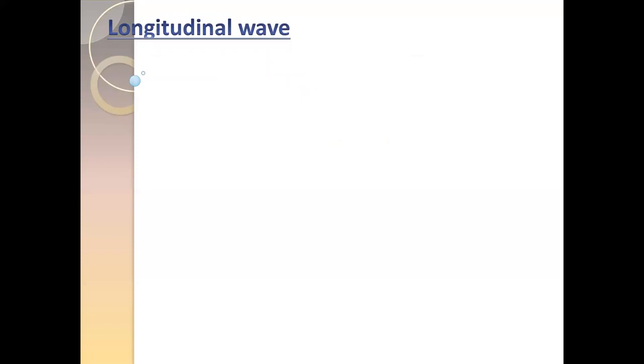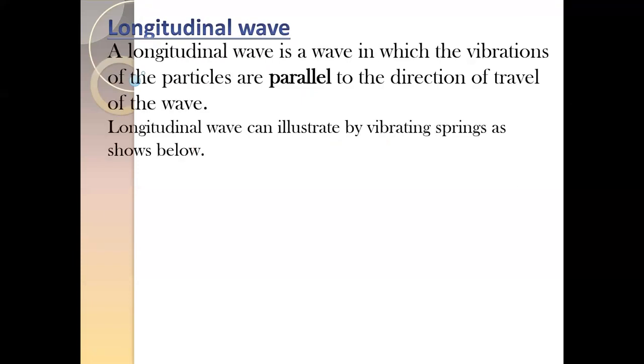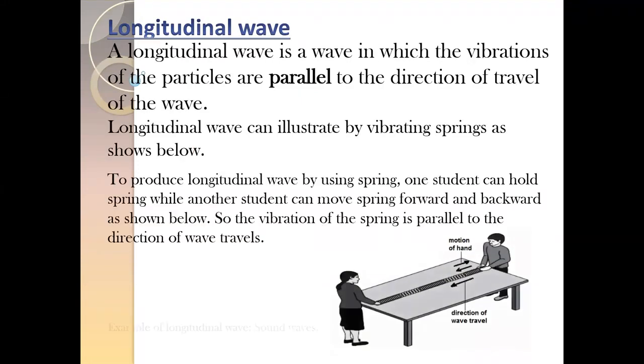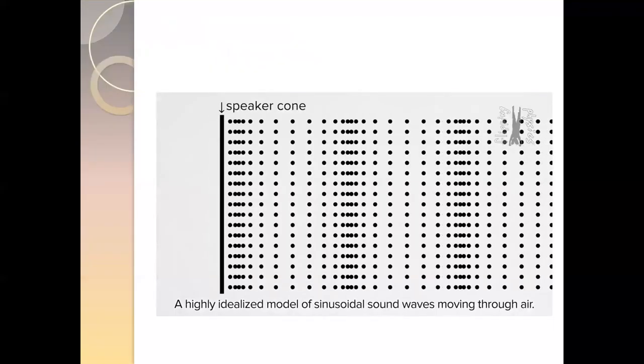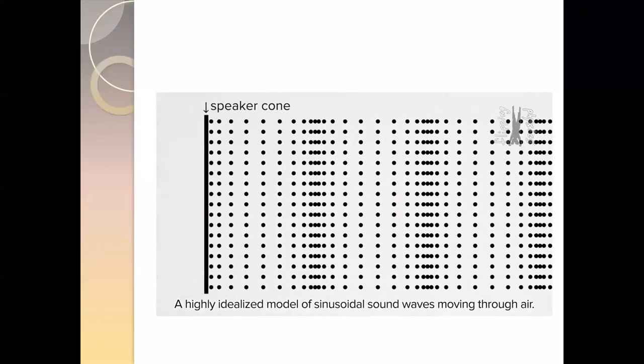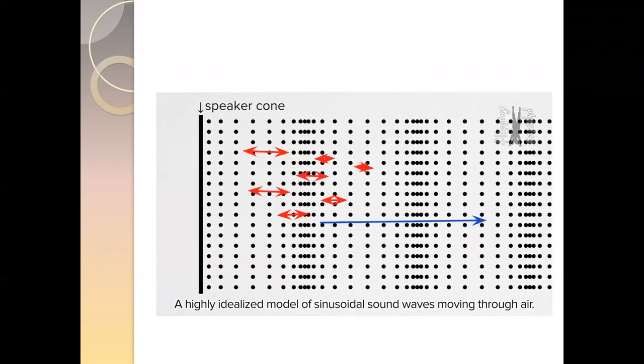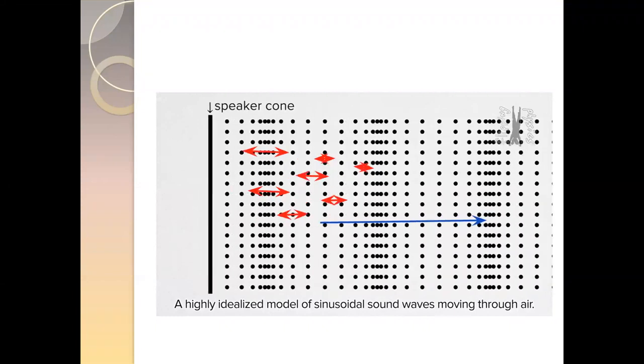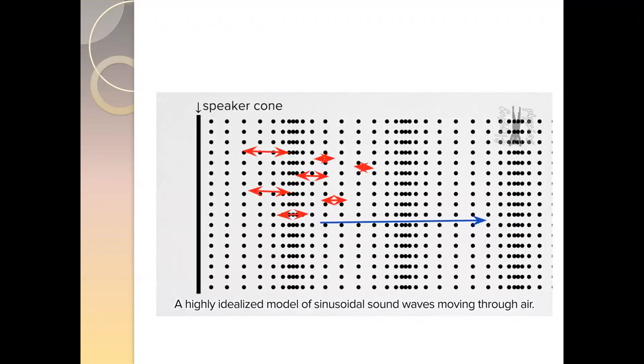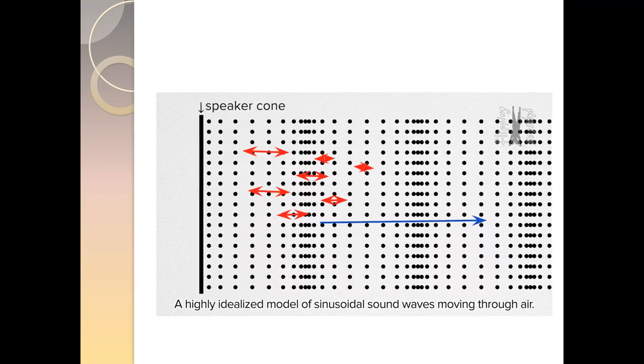Then what is a longitudinal wave? A longitudinal wave is one in which the particles are vibrating parallel to the direction of the wave. As you can see here, this is a sound wave. So how are the particles moving? They are moving right and left, and in which direction is the energy transferred? The energy is also transferred from left to right. So the direction of the particles and the direction of energy transfer are the same. So what we call this wave, we call it a longitudinal wave.